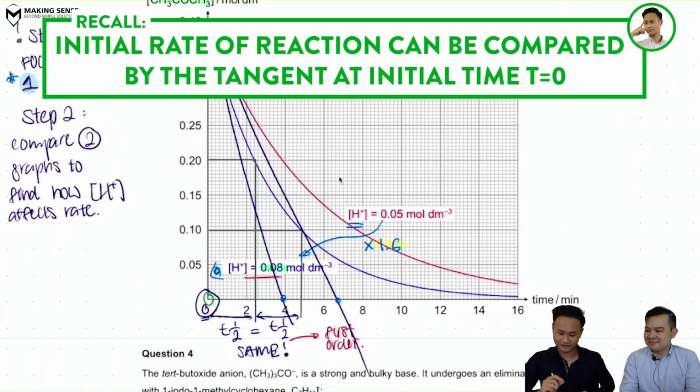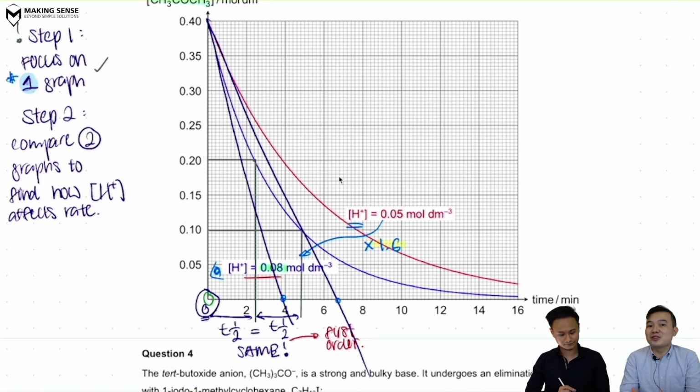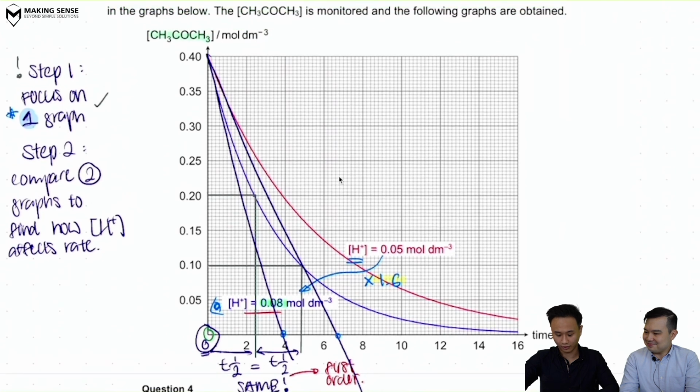Now, Mr. Leong, say if the gradient changed by 1.6 power 1, what do you think the order is? It'll be first order with respect to H plus. Yes, and that's it, okay? So this is how we find the order with respect to H plus. Keep propanone constant and see how the concentration affects the initial rate of reaction. That's right. Now, last one small thing.